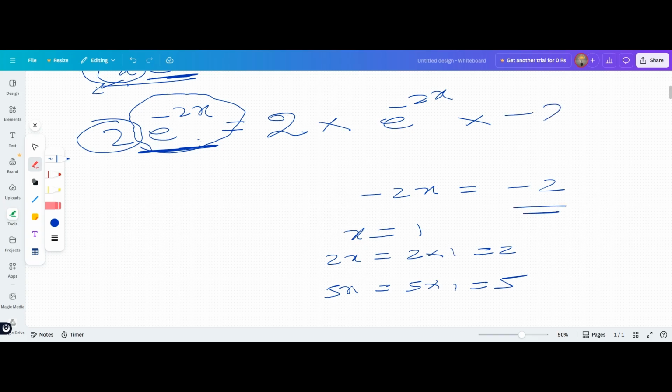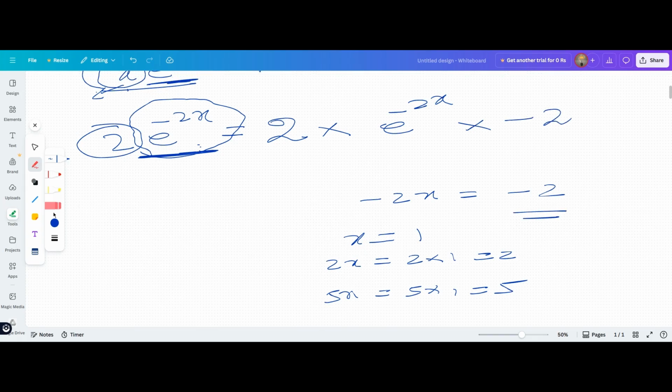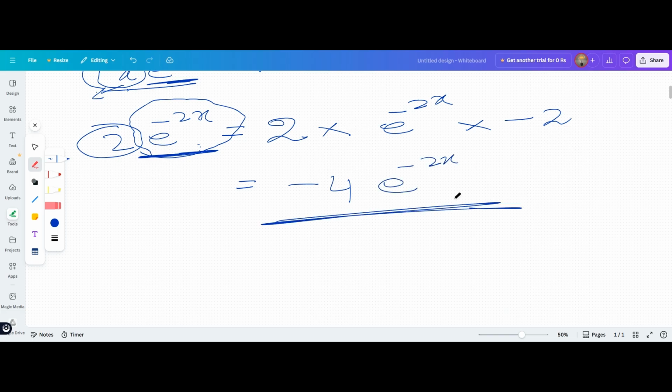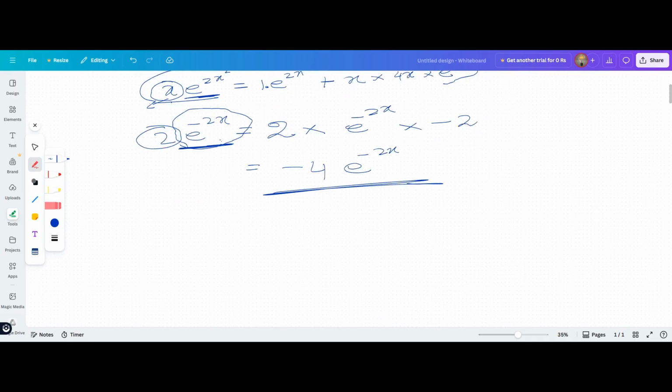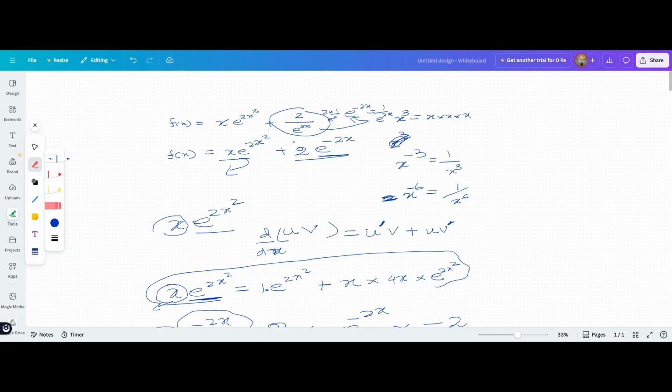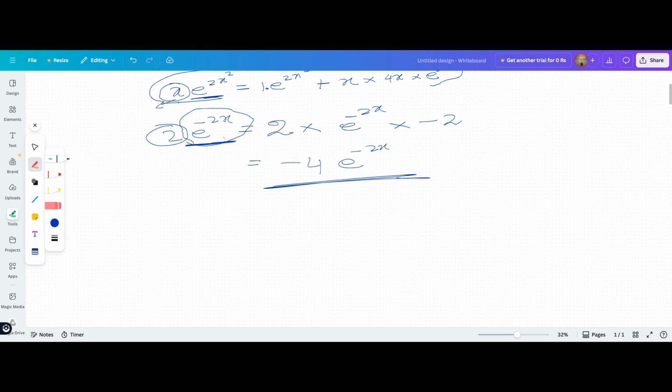So we will put minus 2 here. The answer is 2 into minus 2, which is minus 4, e to the power minus 2x. So we got the differentiation for the two terms. Now see, in the question there is a plus, so if you just add them, you will get the final answer.